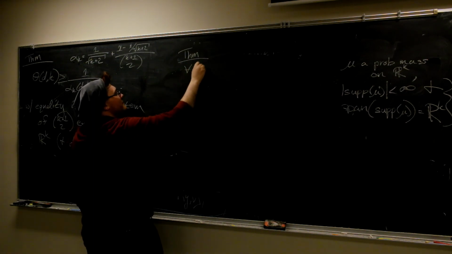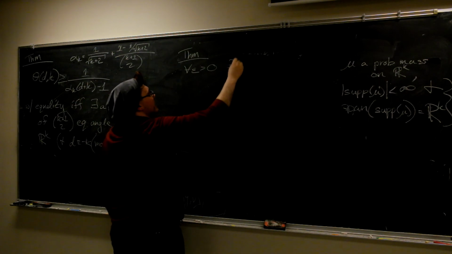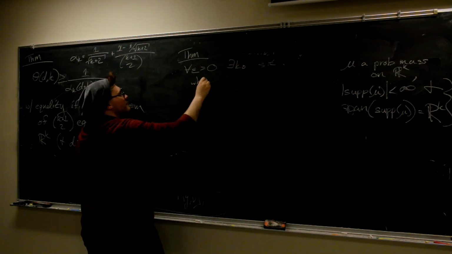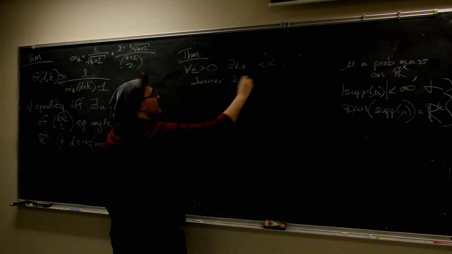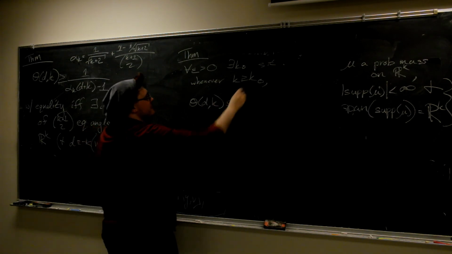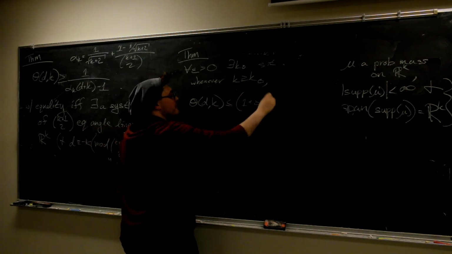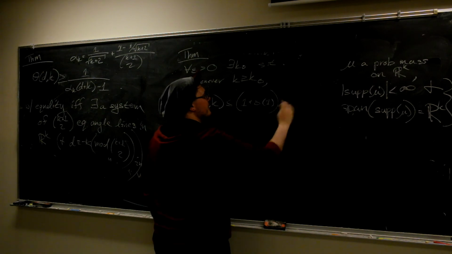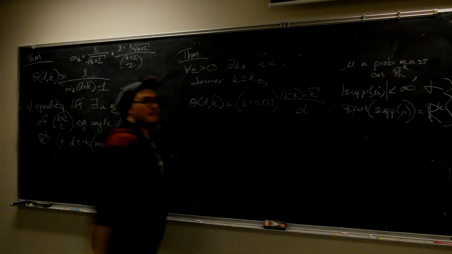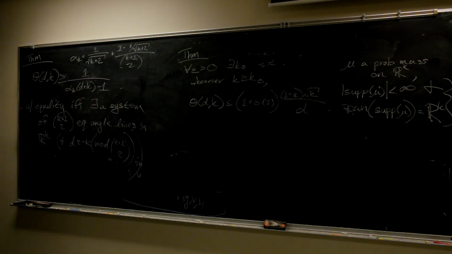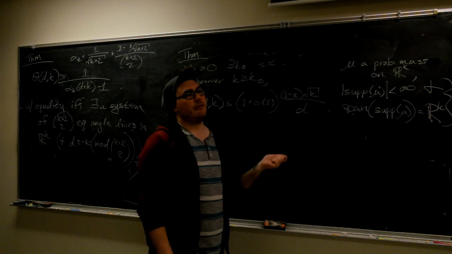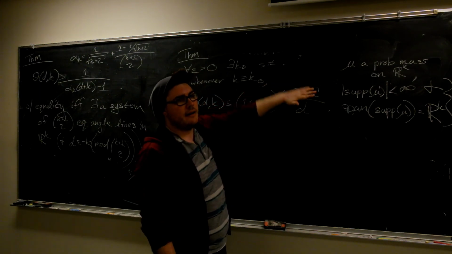For every epsilon bigger than 0, there exists a k naught such that whenever k is at least k naught, and you know all the general mumbo jumbo, theta of d comma k is at most 1 plus little o(1) depending on d. So the answer is square root of k over d. We can actually get rid of this 1 plus epsilon, for example, if k is like a power of 4, then you can erase that.